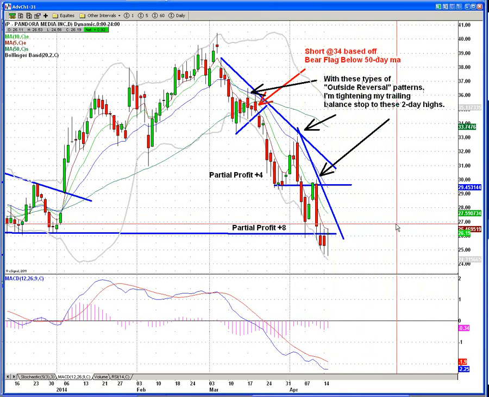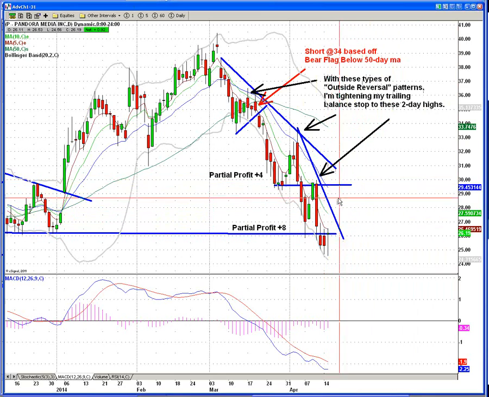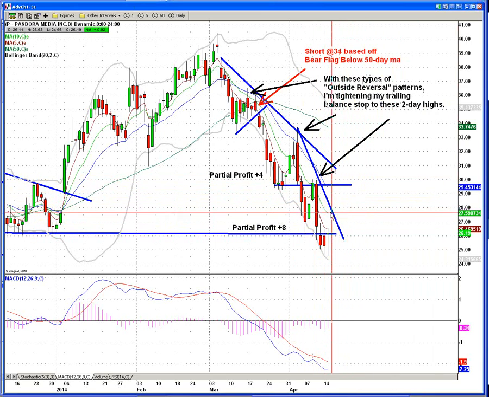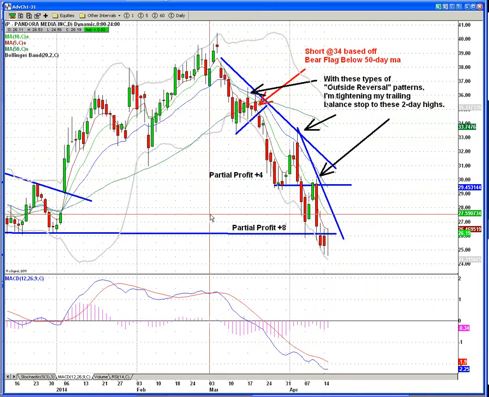So if this stock starts trading above 27, 28, it's still under the 20-day moving average. I'm going to give it the benefit of the doubt unless there's some sort of massive squeeze up here. But if there's a failure in reversal and it creates a swing high type of move, that's where I'm going to trail my stop and lower it down.